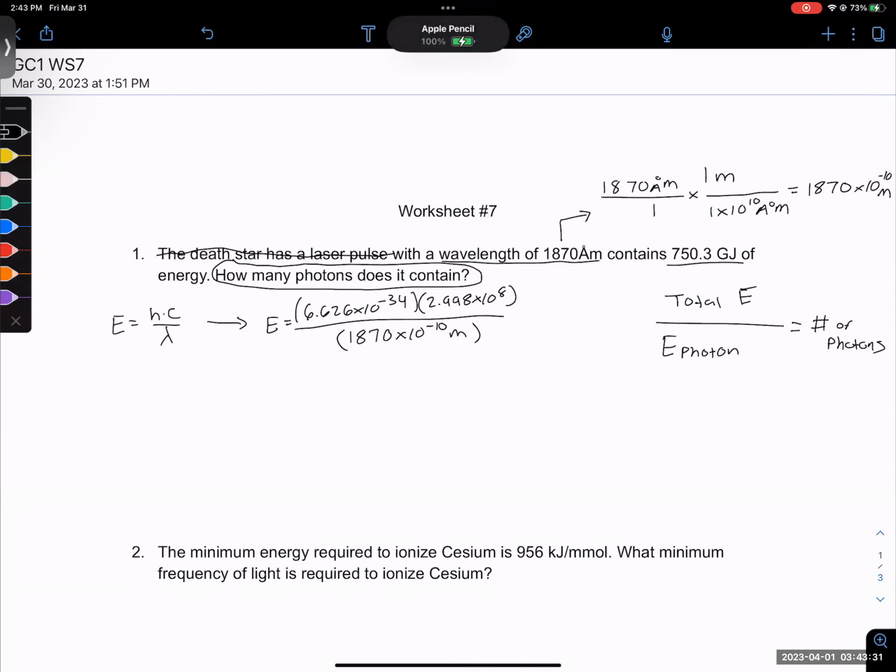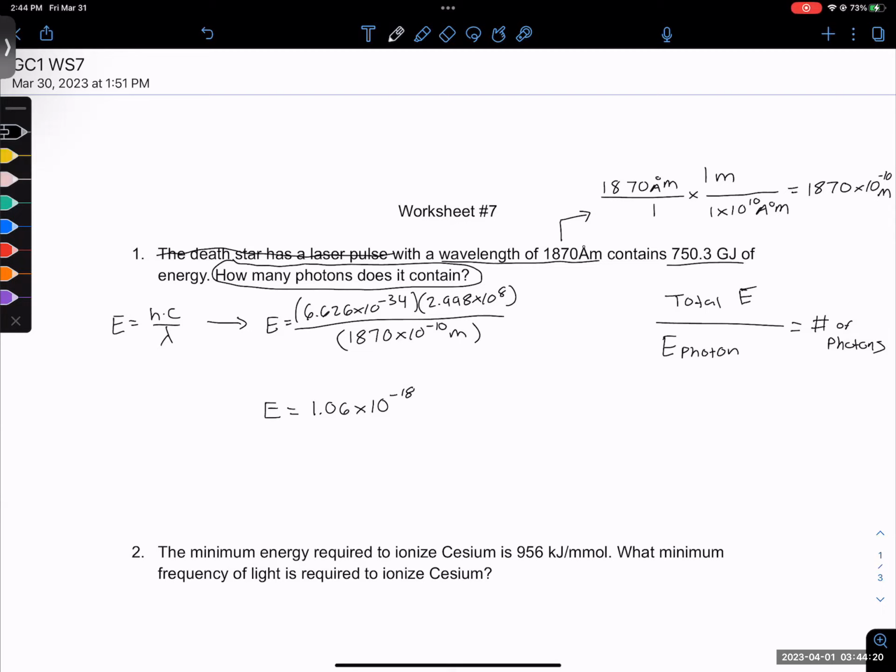So let me put that into the calculator and let's see what we get. And it's good practice for you to put this into the calculator too, because it can get kind of hairy with all the exponents and stuff like that. So 6.626 times 10 to the minus 34, 2.998 times 10 to the 8th, divided by 1870 times 10 to the negative 10. So I got an answer that the energy of a single photon is 1.06 times 10 to the minus 18.